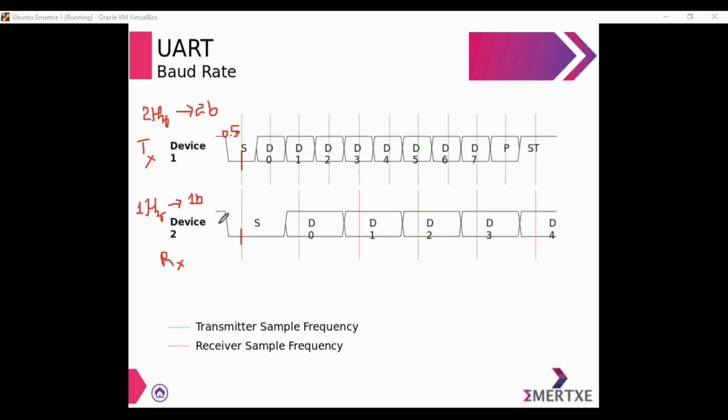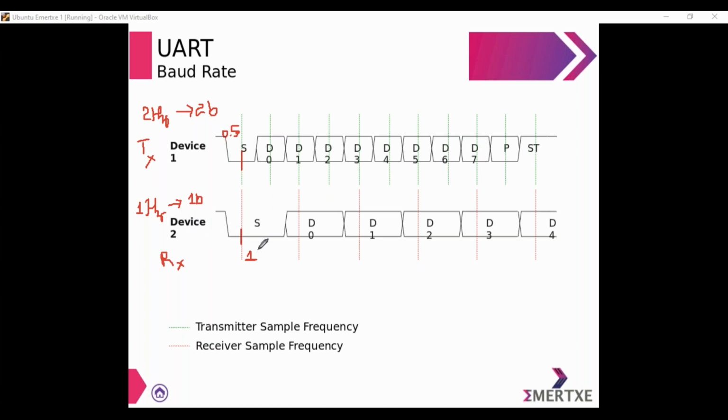Now how much time do you think device 2 will require? So device 2 is requiring 1 second. So remember, device 1 is transmitting 1 bit in just 0.5 seconds, but device 2 is consuming 1 whole second to receive the start bit.